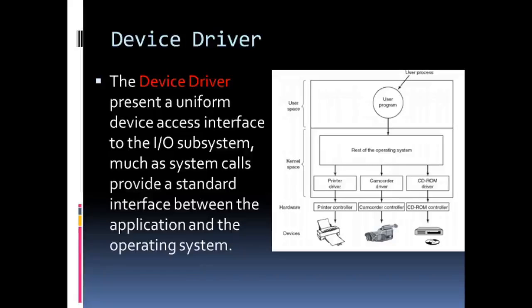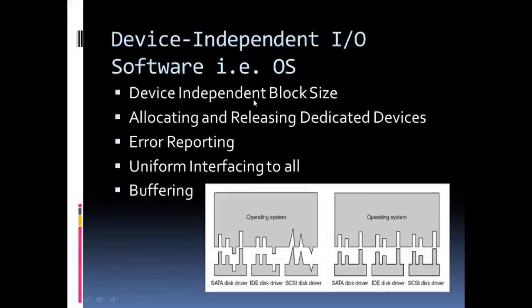As you can see over here, we have a user program. The user program interacts with the operating system. Through the operating system, we access a variety of device drivers, and those device drivers enable us to handle the corresponding devices. Now the device independent IO software, nothing but the operating system, plays a very major role in this kind of operation.